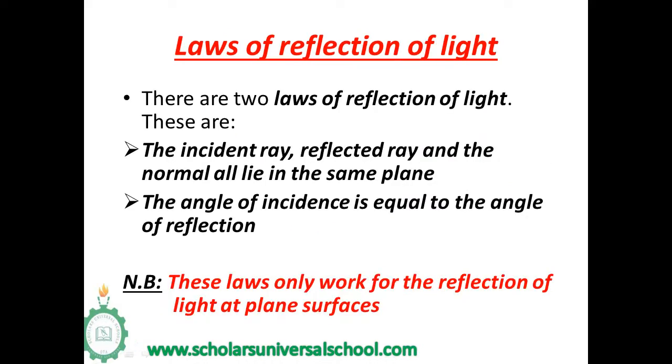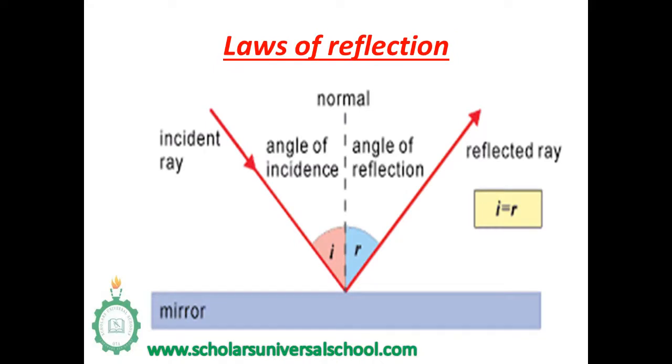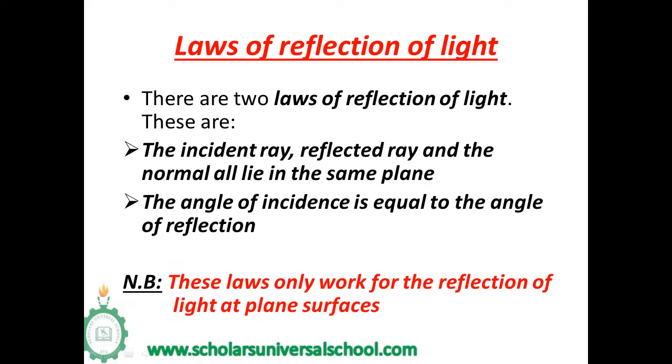The angle between the normal and the reflected ray is the angle of reflection. Let's go back to the second law. The second law says that the angle of incidence is equal to the angle of reflection. That means the angle you have noted as i must be equal to the angle noted as r, and that's what you have with this over here. Coming back, note that these laws will only work for the reflection of light at plane surfaces.